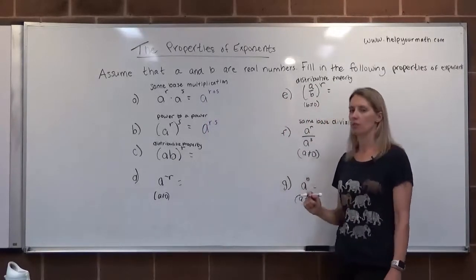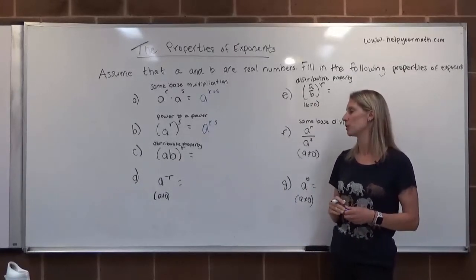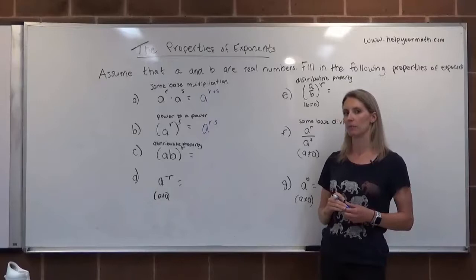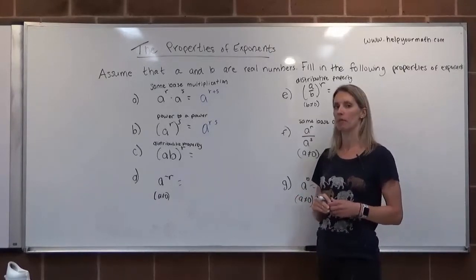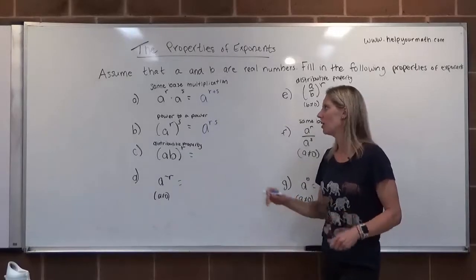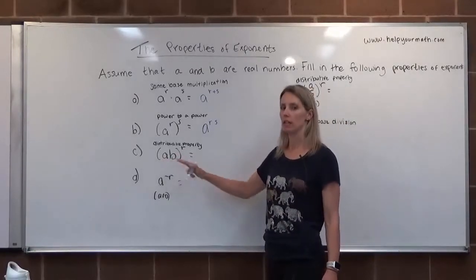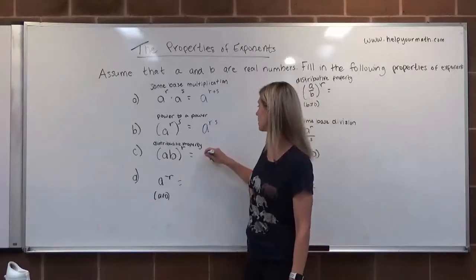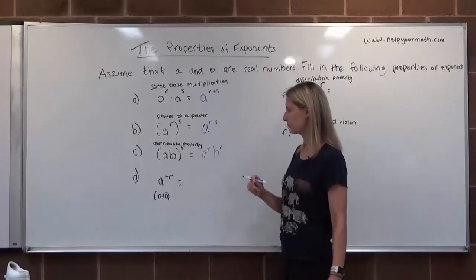The next one is called the distributive property. It doesn't really look like the distributive property that you might be used to. This one's actually called the distributive property of exponents over multiplication, whereas the one that you might be used to is the distributive property of multiplication over addition. So in this case, what we do is we take the exponent and we distribute it to each factor within the parentheses. So this would be A to the R times B to the R.